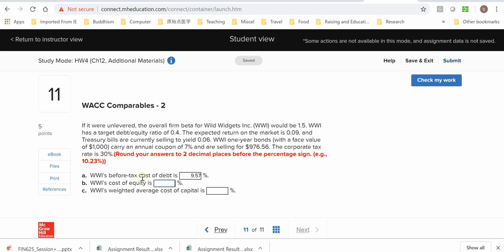And part B, WWI's cost of equity. So how can we figure out the cost of equity? We actually know the cost of equity when the firm doesn't have any debt, right? This is the first sentence. It's unlevered equity. So this cost of equity here means that if the firm does have debt, and that's the real situation here, because we know the target debt equity ratio, then what's the cost of levered equity?